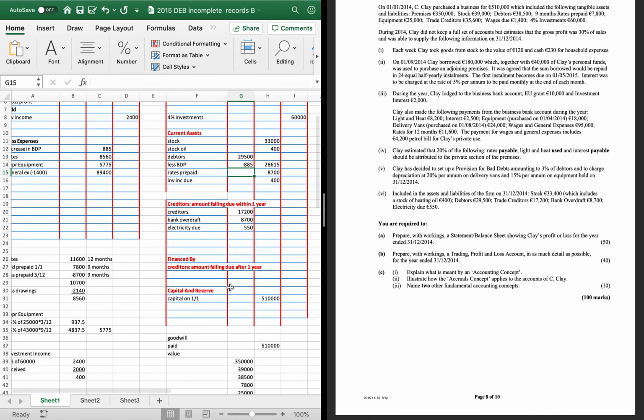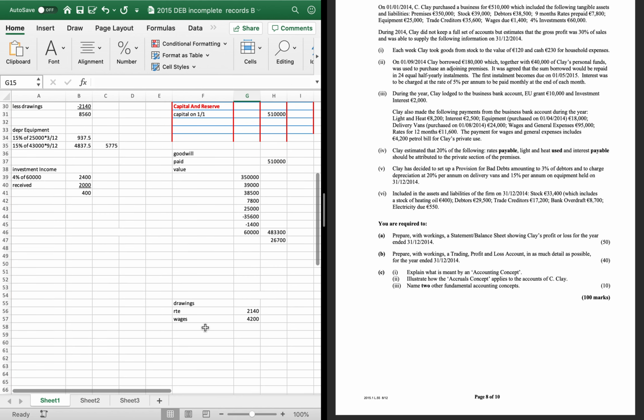So your drawings, he's taking stock, 120 a week. So 120 by 52. And that's purchases really. Actually, I'm going to call it purchases. He's taking cash of 230 a week. So 230 by 52, which is 11,960.